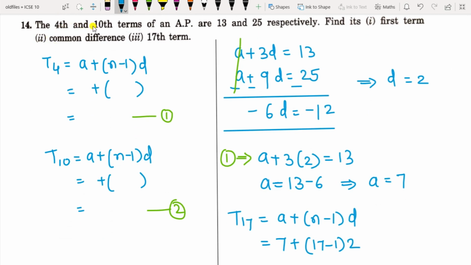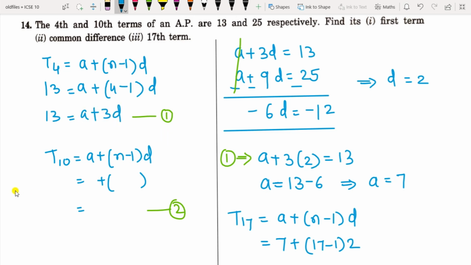Question 14. The fourth and the 10th term of an AP are 13 and 25 respectively. Find its first term, common difference, and the 17th term. So the fourth term of the AP is given as 13. Apply the formula Tn equal to A plus (n minus 1)D. So T4 equal to A, which is not given in this case, plus 4 minus 1, and D we also don't know. So the equation will become 13 equal to A plus 3D.